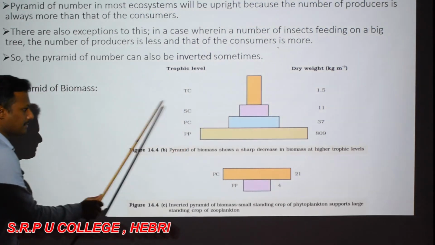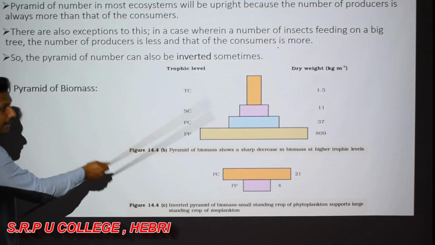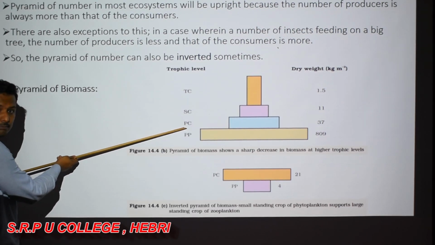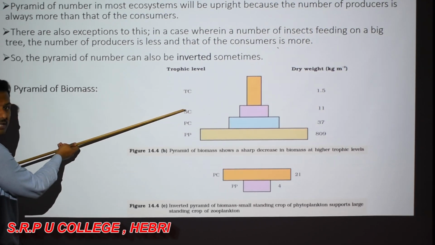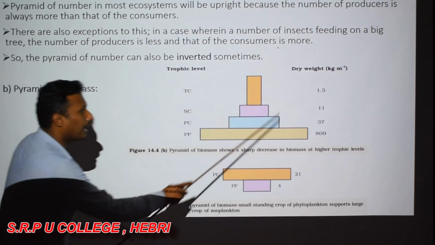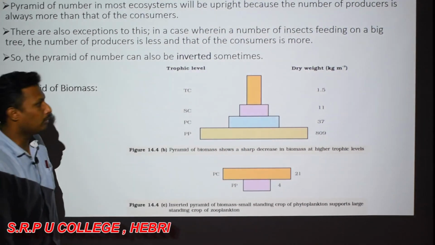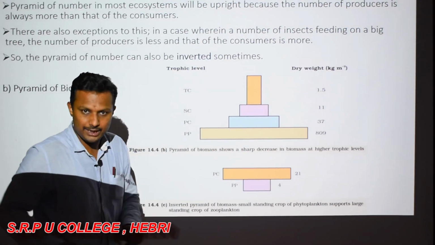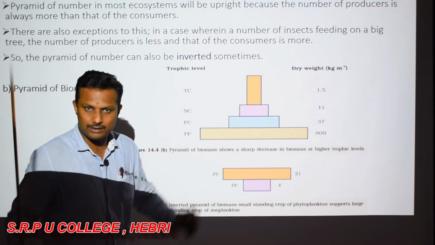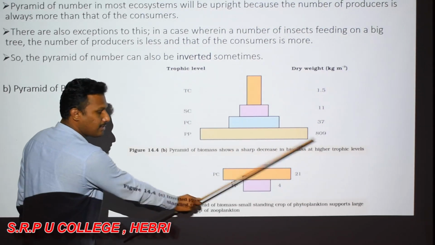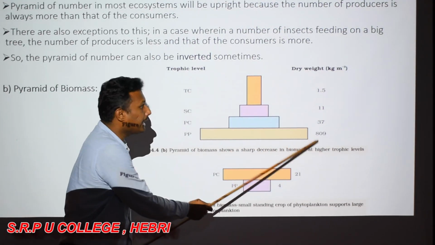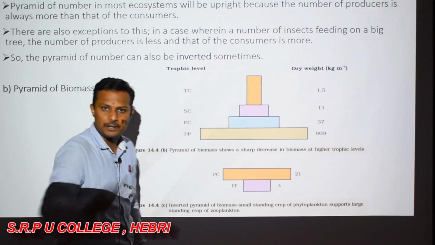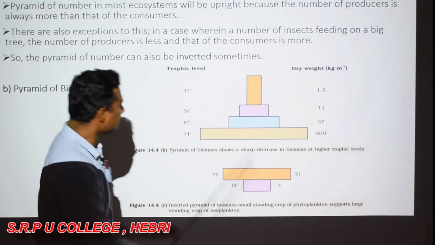Now in this case, the pyramid is upright. Upright means the primary producers are more than the primary consumers, primary consumers are more than the secondary consumers, and secondary consumers are more than the tertiary consumers. Here we mention the biomass in terms of dry weight, kg per meter square in a given area. So here the biomass of the producers is 809 kg per meter square. Here it is 37 at the primary consumer level. It keeps decreasing from one trophic level to another. A simple example you can consider here.